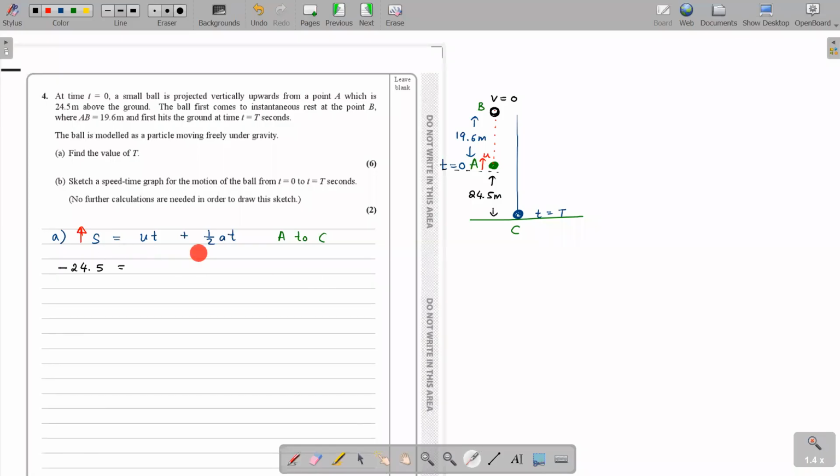Before we apply from A to C at the beginning, we need to find the value of our U. Shall we first find the U value? So how do I get my U value? We'll apply V square equal U square plus 2AS from A to B. Just keep in mind, do not confuse, the motion starts at A. Okay?